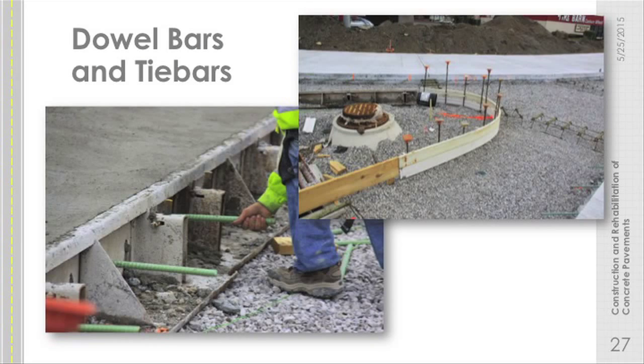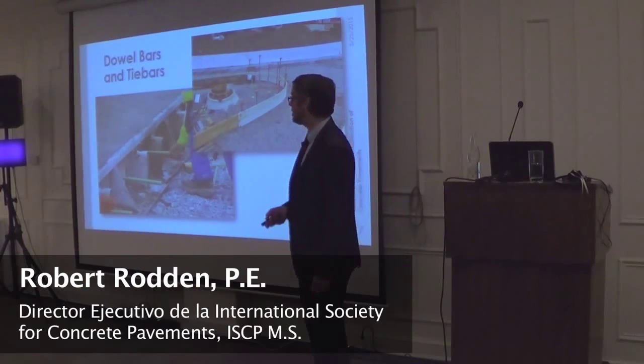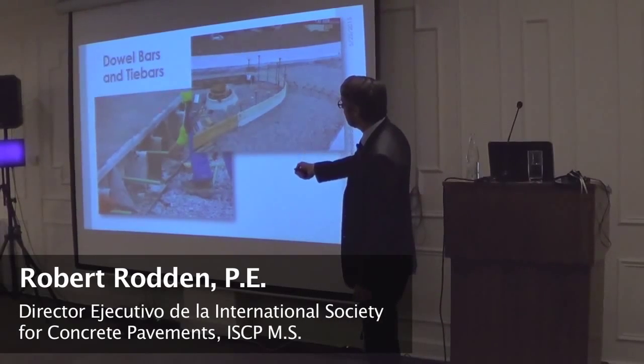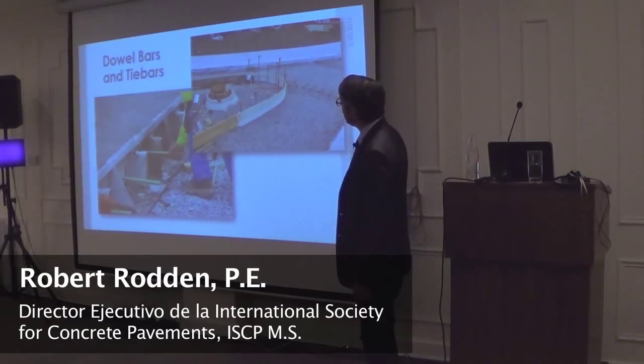Dowel bars and tie bars. Of course, if we have formwork, we have to somehow insert those through the form, or once the concrete is hard, drill into the concrete and then epoxy them in. It's much easier to do it when the concrete is plastic. So here's a steel form where we're inserting tie bars.